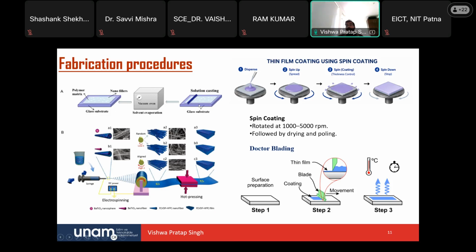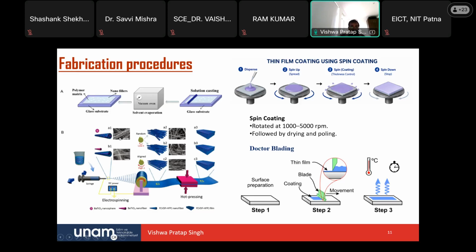But this is very basic, and this is not much sophisticated. You will not get a very smooth film, and because you are evaporating the solvent inside, there is a chance of getting bubbles or spaces, or you can say there might be high porosity that can cause easy breakdown if you are making a much thinner film.